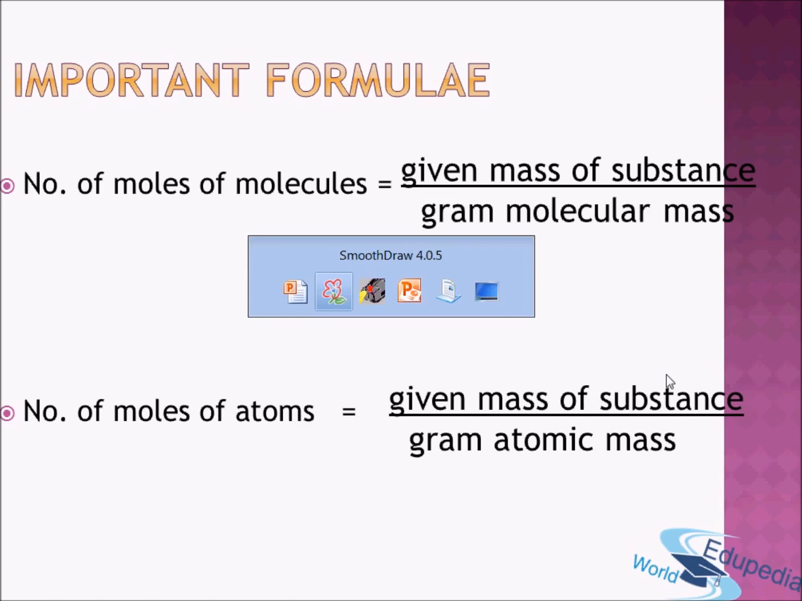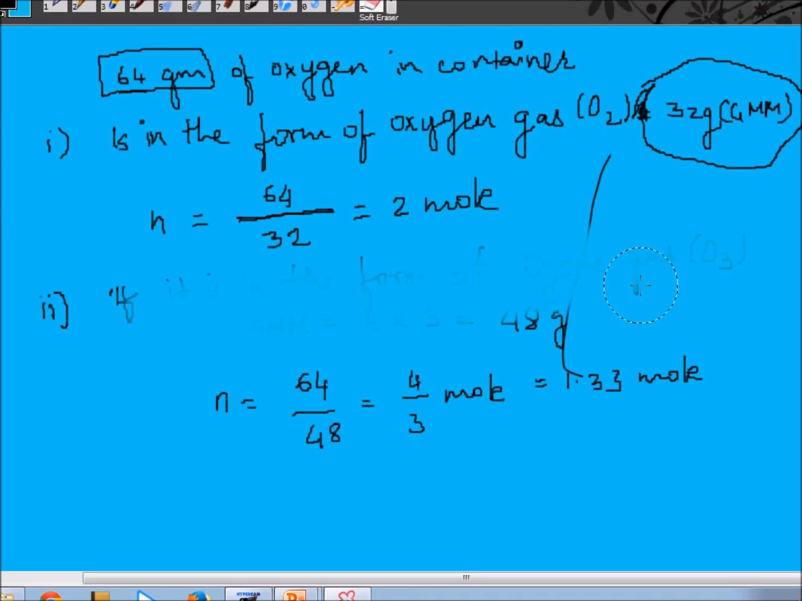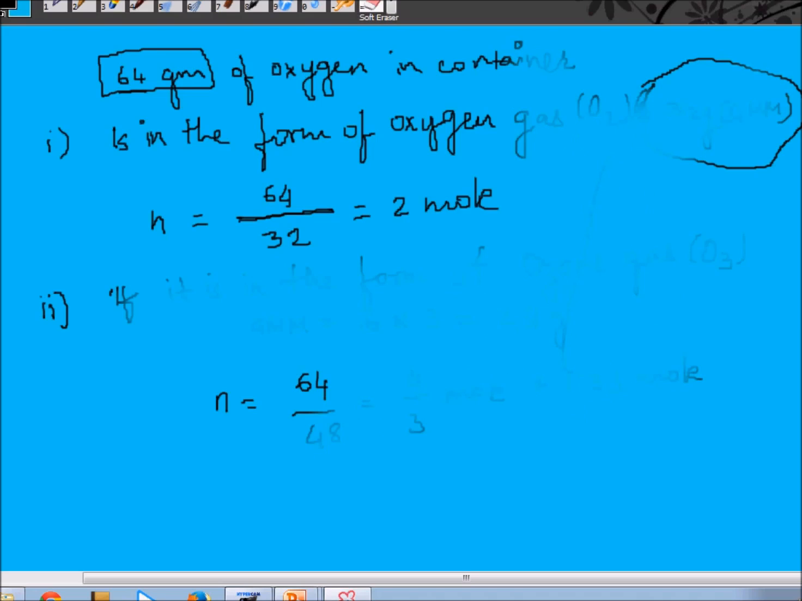So let's say in the same question, you have the same container and the same oxygen. Now I have to calculate the number of moles of atoms of oxygen. So in this part we have to calculate the third part, the number of moles of atoms of oxygen.